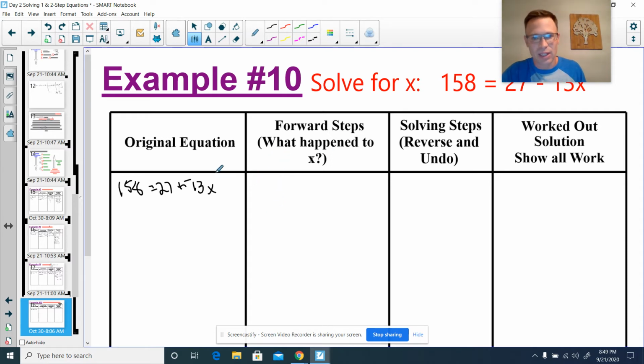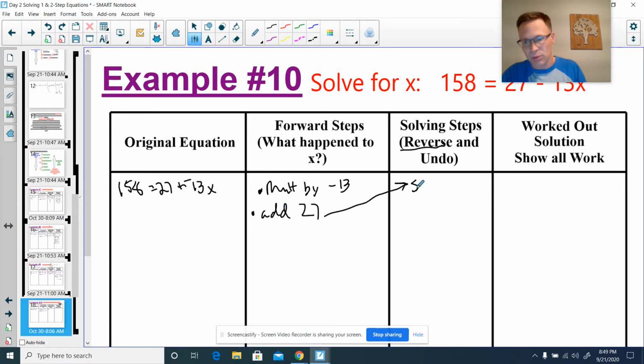4 steps. What's happening to x? What's happening to x is being first multiplied by negative 13. So I'll write that down. Multiply by negative 13. And after I multiply by negative 13, in simplifying, I would add 27. So add 27. Again, I reverse those steps and undo. So that means instead of adding 27, I'm going to subtract 27. And then instead of multiplying by negative 13, I'm going to divide by negative 13.